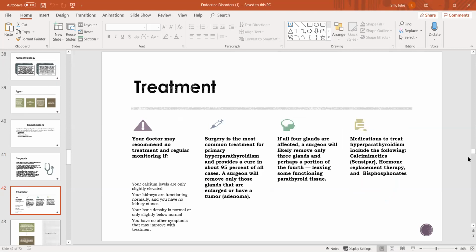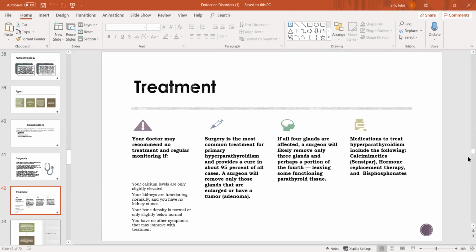So if you have this, it's going to provide a 95% cure of all cases here. So the surgeon would remove only those glands that are enlarged or have a tumor. So typically you have 4 of these things, right? And so they're tiny, almost like a grain of sand. They're that small. So if all 4 glands were affected, the surgeon would still only remove 3 of the 4 glands. So they would leave the 4th one there because you need to have a little bit of functioning parathyroid or you're going to be really messed up.